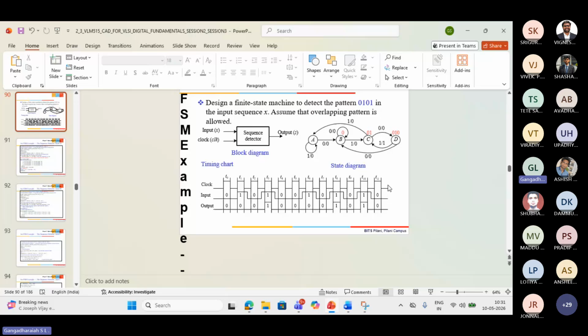My task is: if the 0101 pattern is detected, my output should become 1. If the pattern is other than this, my output should become 0. For this task, I am implementing a digital system which can do this job. That's it. Clear? Shall I wind up this?